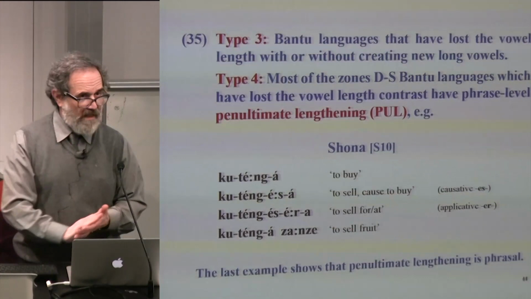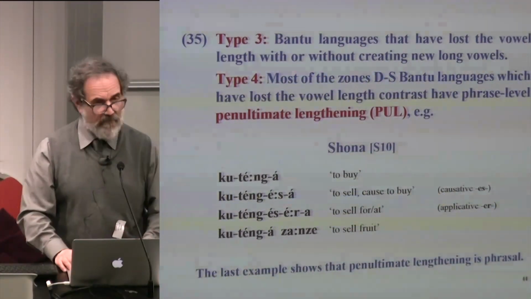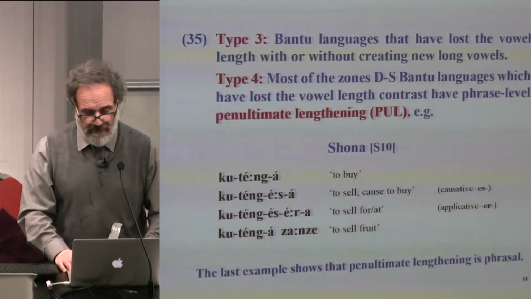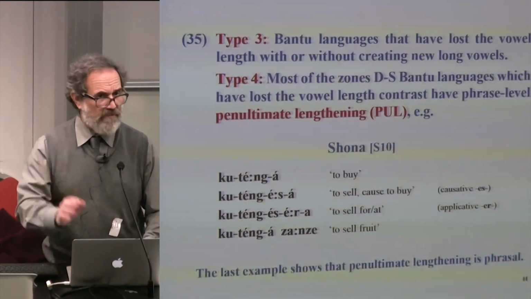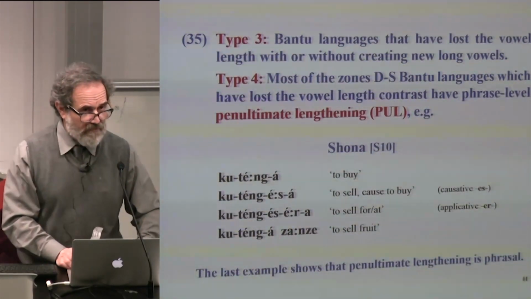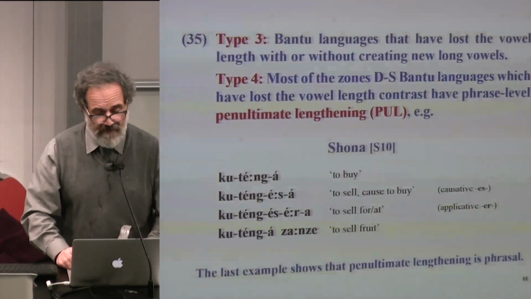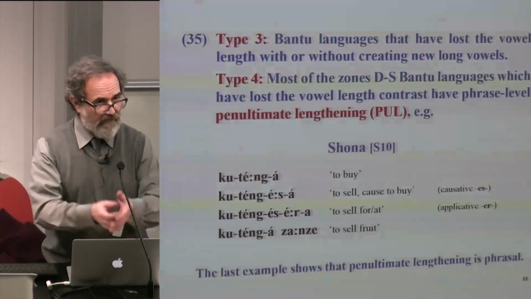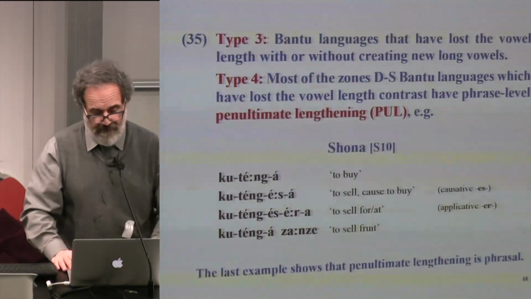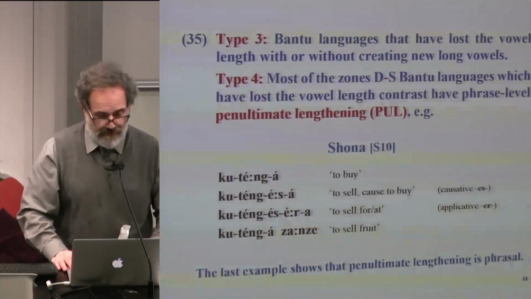Okay, we have two more types. I mentioned there were 4 types. Type 3 is totally uninteresting, so I'll just say it in one sentence. These are Bantu languages that have lost the vowel length with or without creating new ones. They don't tell us much more than maybe looking at the historical source of new long vowels by bringing 2 vowels together or losing an intervocalic consonant, that kind of thing. However, type 4 is extremely interesting.